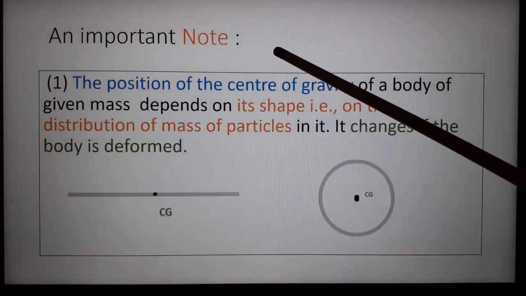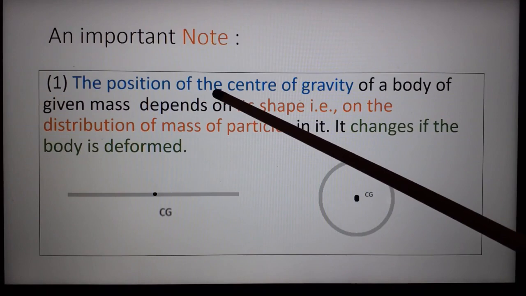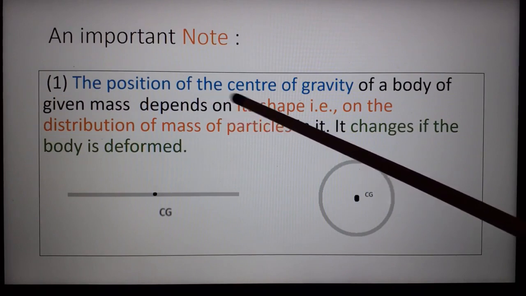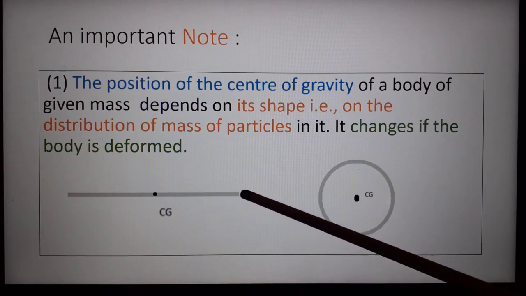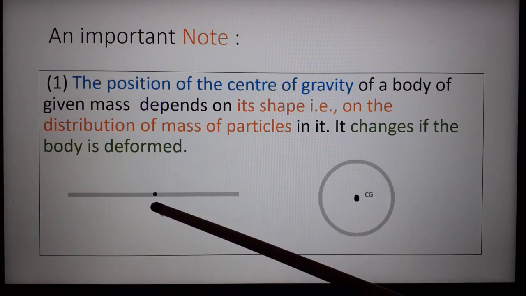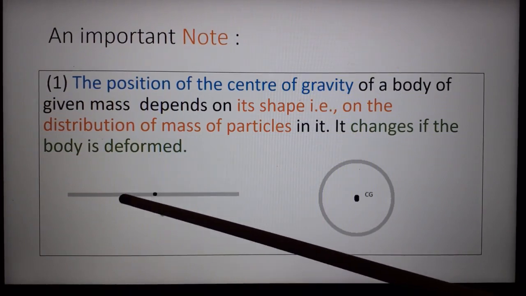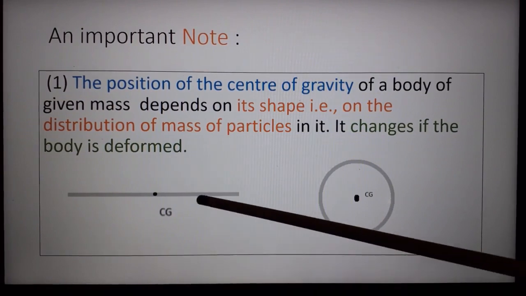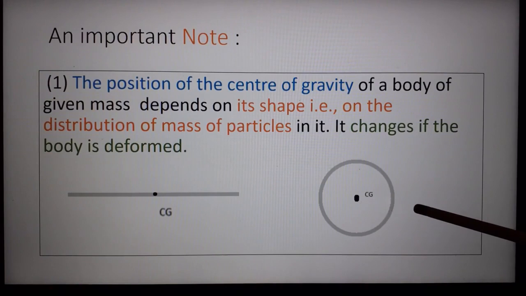There are 3 important notes. First one, the position of center of gravity depends on its shape. Let us understand this with an example. I am taking a wire, a grey colored wire. Where is the center of gravity of this wire? Here, right? Now, if I turn this wire into a ring, the center of gravity is shifted.